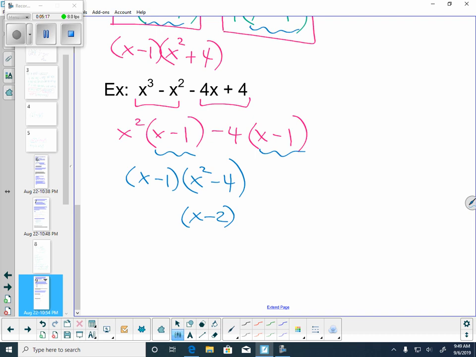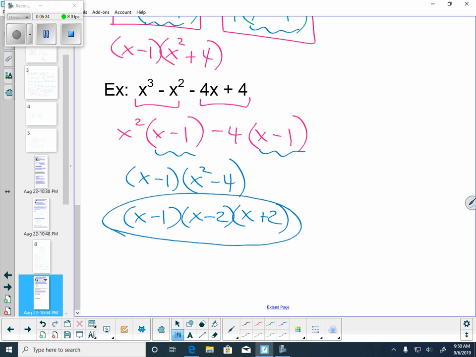Times x. x minus 2 times x minus 2. Do people agree? We need one of a minus and one of a plus. Yes? All right, so I think this would be our final answer for this problem. Questions on this? All right, and moving on.